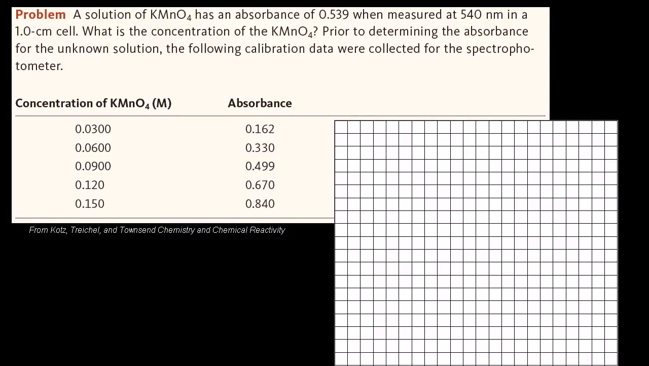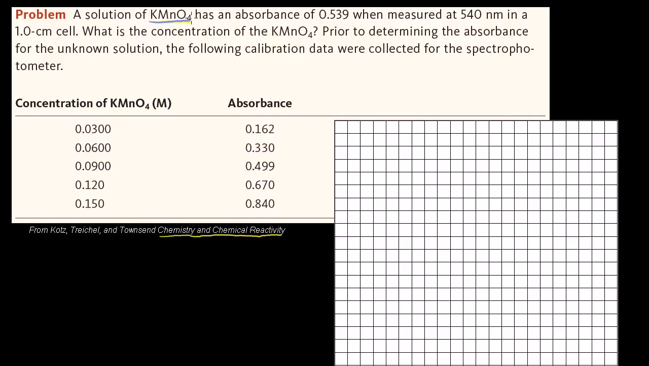Let's see if we can tackle this spectrophotometry example. I took this from the Kotz, Treichel, and Townsend Chemistry and Chemical Reactivity book, and did it with their permission. So let's see what the problem is. It says a solution of potassium permanganate. Potassium permanganate, let me underline that in a darker color.